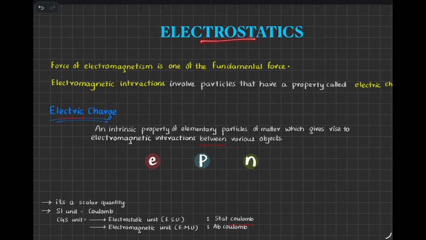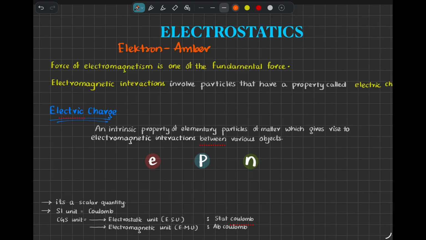First of all, what is electrostatics? See, this term electrostatics comes from two words, electro and statics. The term electro comes from a Greek word called electron. Now, what does electron mean? In English, we say it is amber.